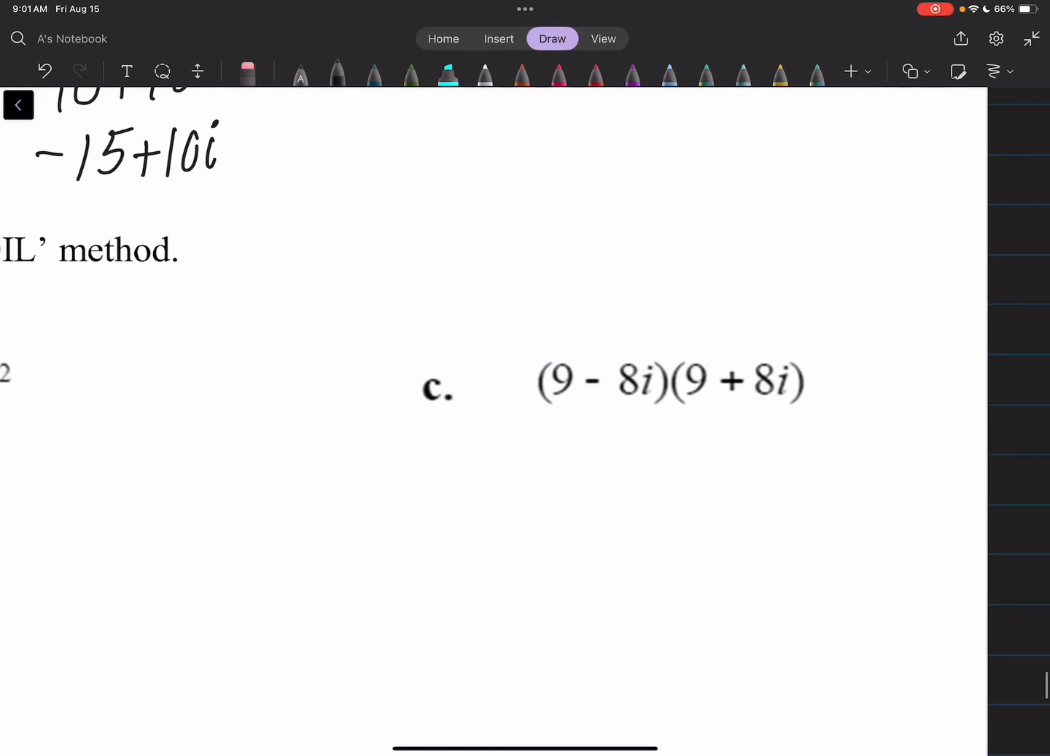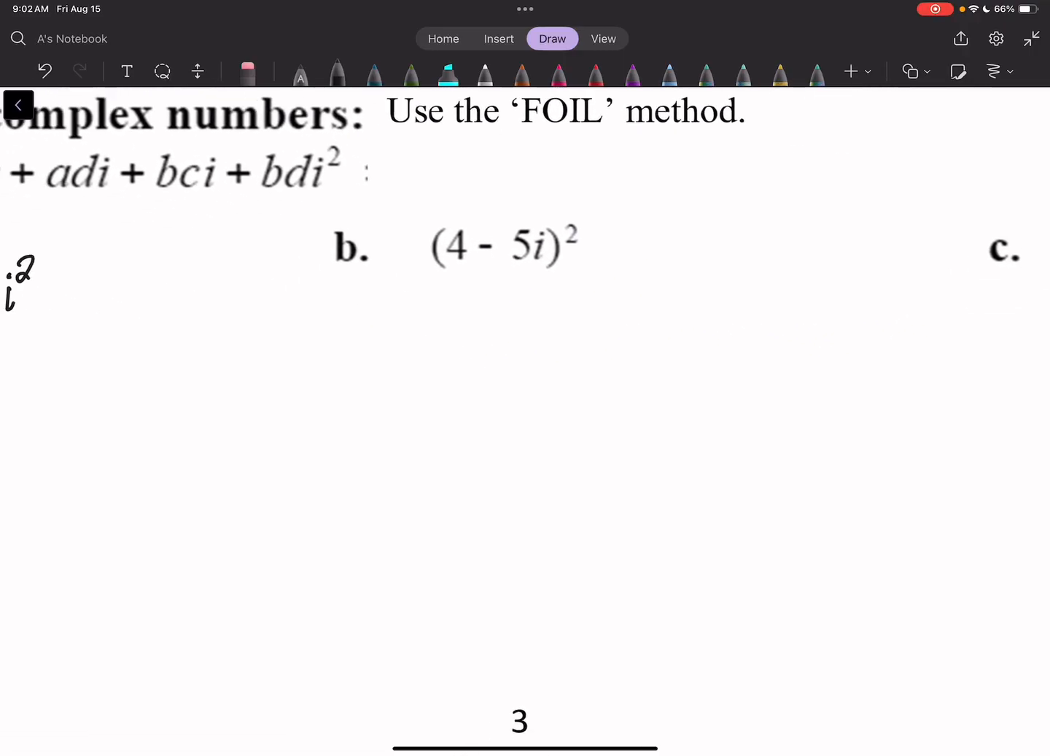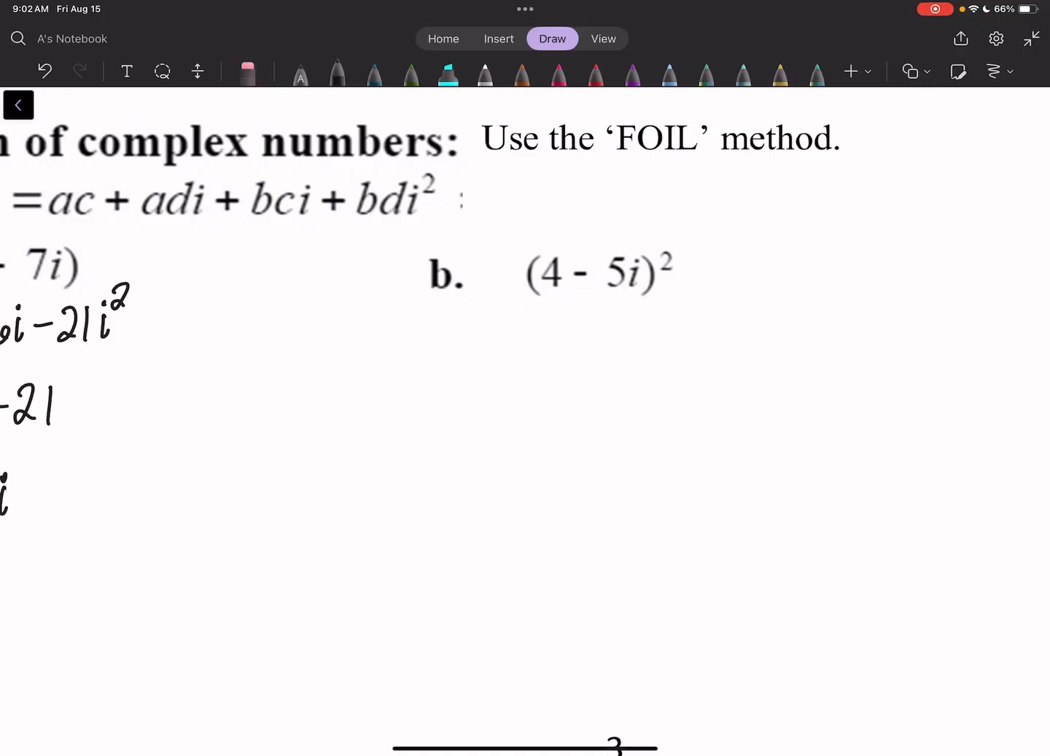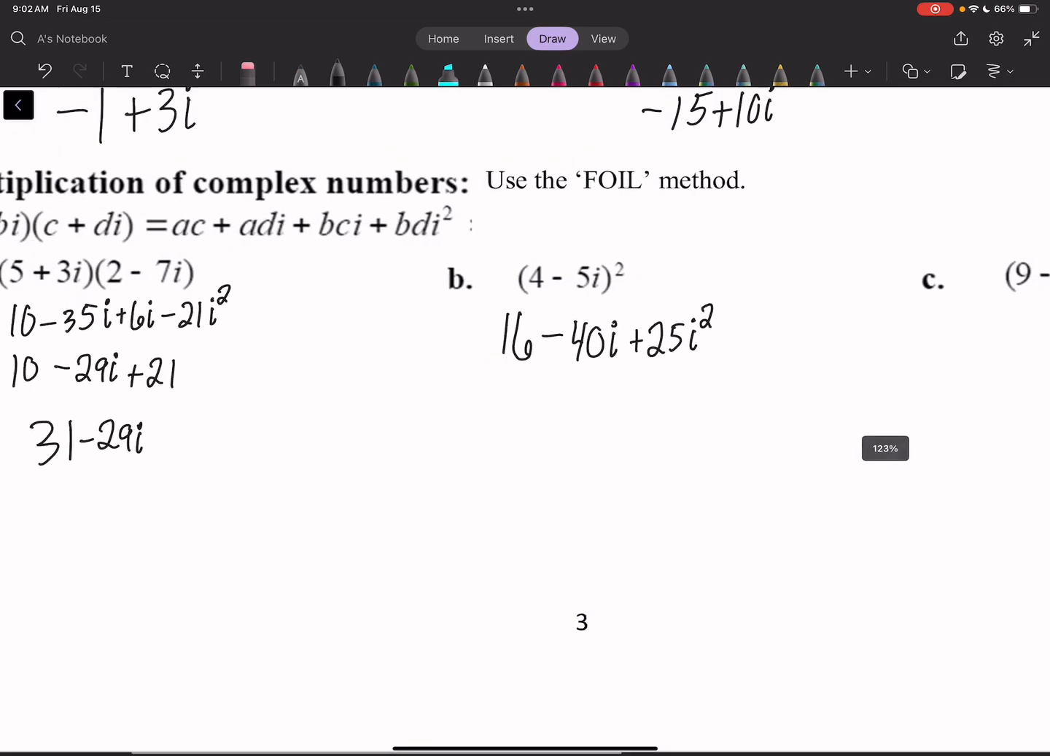I'm going to do B and let you do C. For B, this is a perfect square, so it's first times first, 16. First times second times 2, so 4 times negative 5 is negative 20, times 2, negative 40i. And then second times second, plus 25i squared. I am going to let you solve B from there.